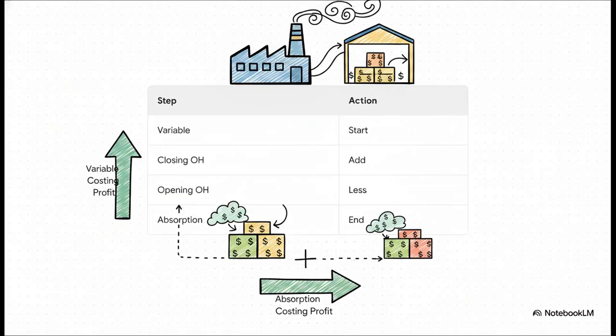To prove that neither system is broken, we can mathematically bridge the gap between them. And the math here is actually incredibly elegant. It proves the entire profit difference is literally just the fixed overhead getting trapped inside your warehouse inventory. If you take your variable costing profit, add the fixed overhead temporarily stored in your closing inventory, and then subtract the fixed overhead released from your opening inventory, you will arrive perfectly at your absorption costing profit.